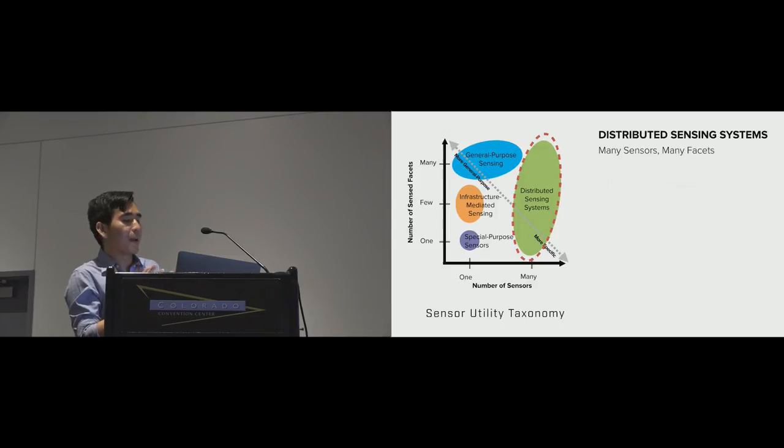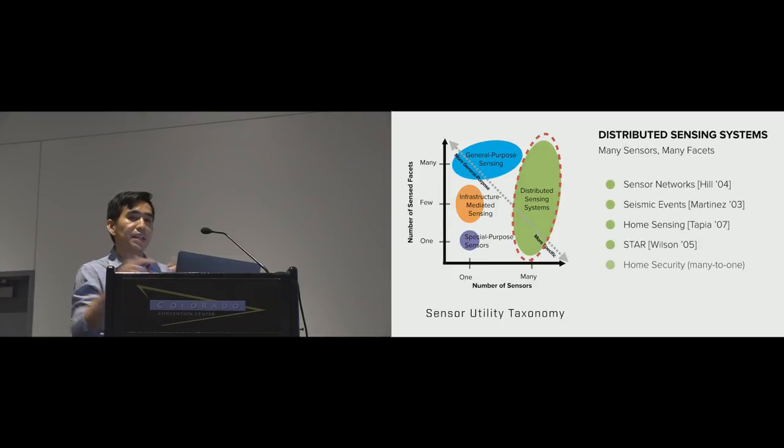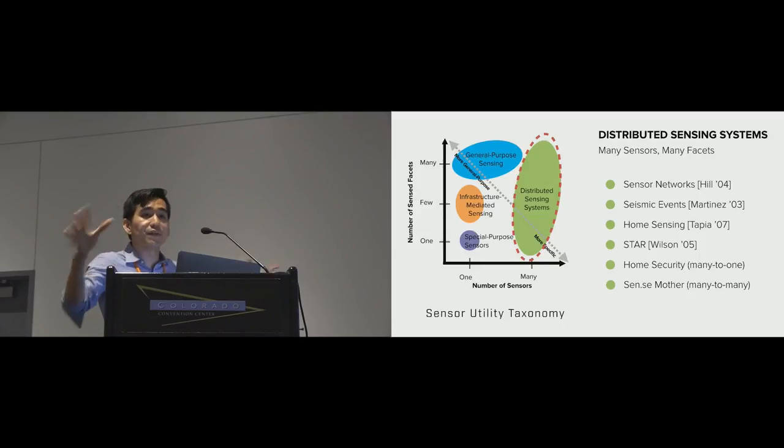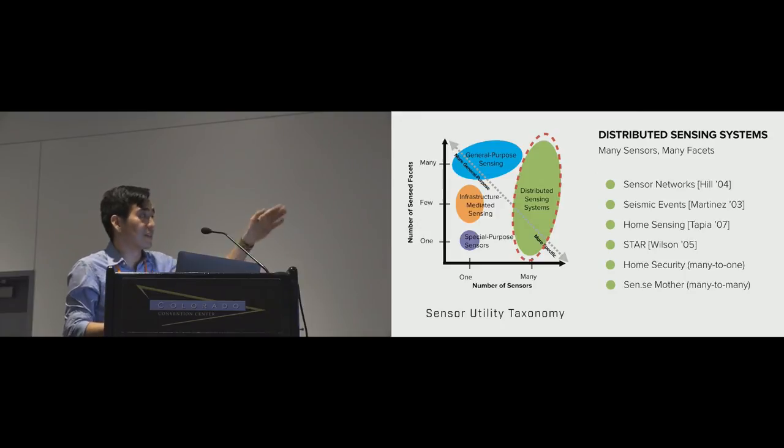It's also possible to deploy many sensors in an environment which can be networked together, forming a distributed sensing system. A distributed sensing system is highly dependent on the quality of the distribution. One example is a fire alarm. Many sensors in the house, and it detects one thing, fire. And for that reason, it's many-to-one. On the other hand, there are many systems that distribute many sensors that can sense a variety of different things. So that's many-to-many. And that's why the distributed sensing taxonomy side occupies the right half of this graph.